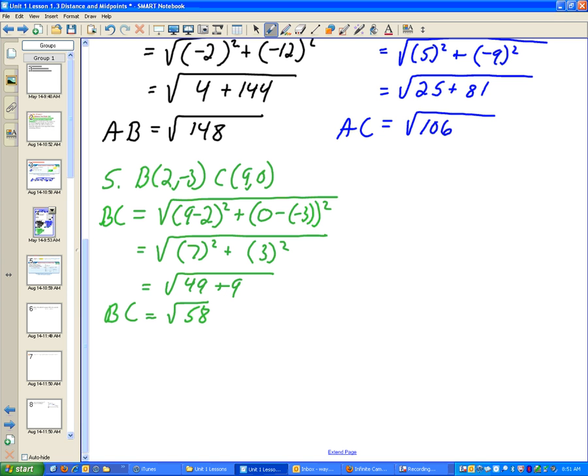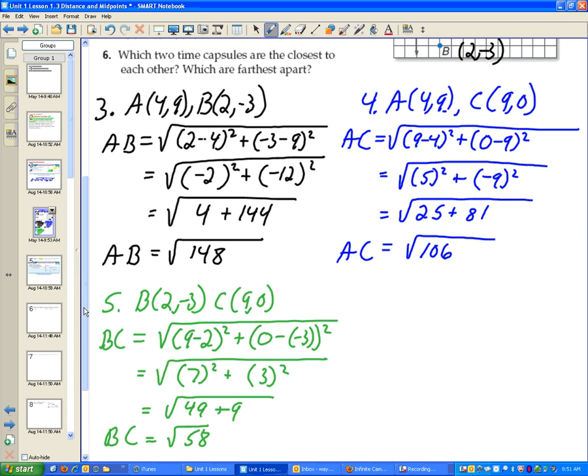About how big is the square root of 58? Yeah, it's about halfway between 7 and 8, isn't it? Because the square root of 49 is 7, and the square root of 64 is 8, so it's somewhere pretty close to the middle between there. All right. Can you use the distance formula?